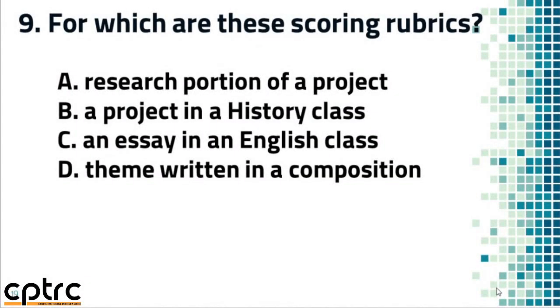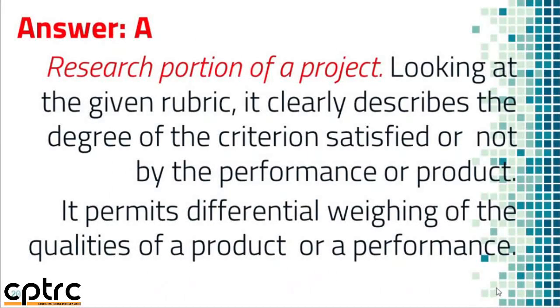Question number 9. For which are these scoring rubrics? The correct answer is letter A. The rubric is about a research portion of a particular project. The given rubric clearly describes the degree to which the criterion is satisfied or not by the performance or product. You can see there is a differential weighing of the qualities of a product or performance because of the presence of levels of performance or achievement.